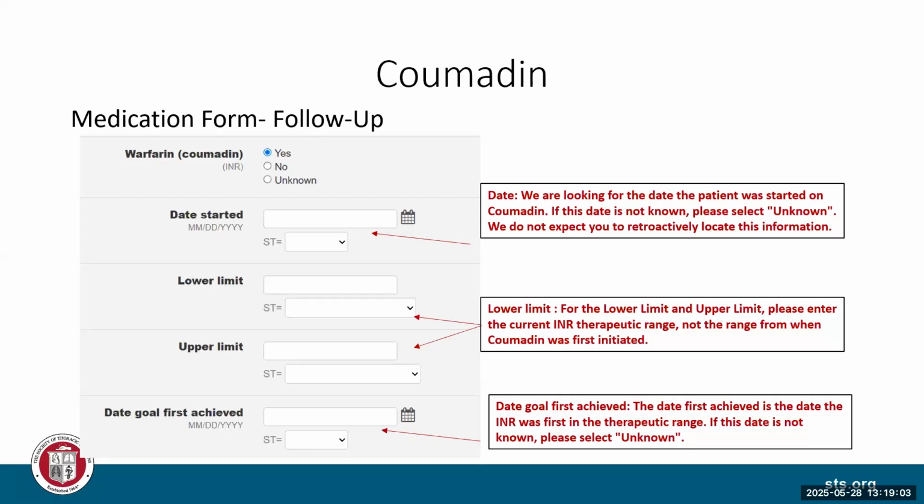And then when did you get into that? And then the date the goal was first achieved is the date during that follow-up period that you reached goal. So if the follow-up period is from January 1st to July 31st, right? Yeah. Then that's the 6-month period.